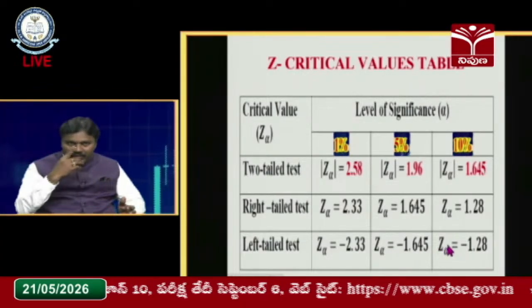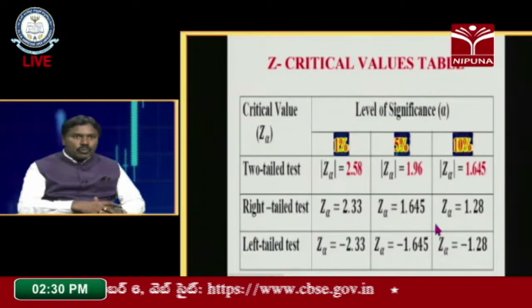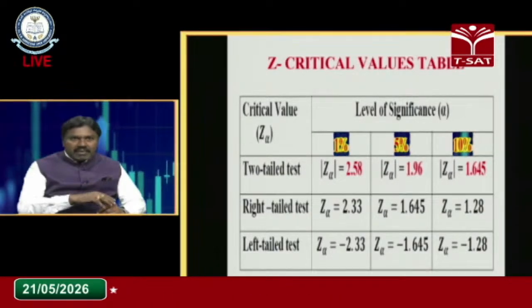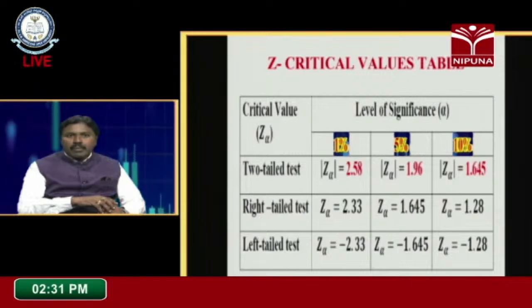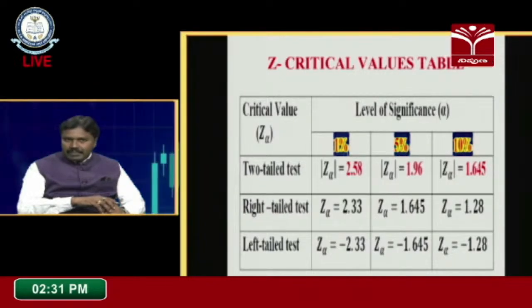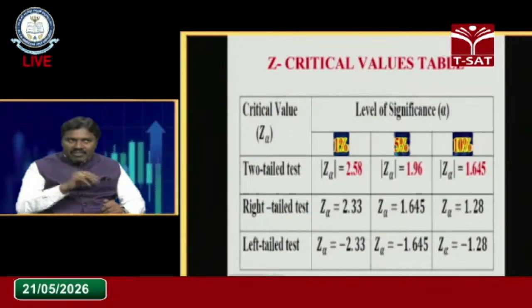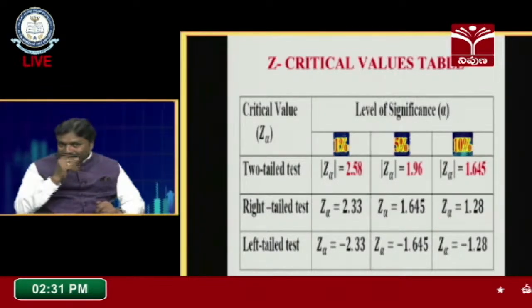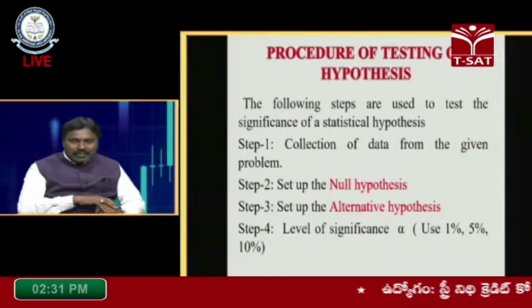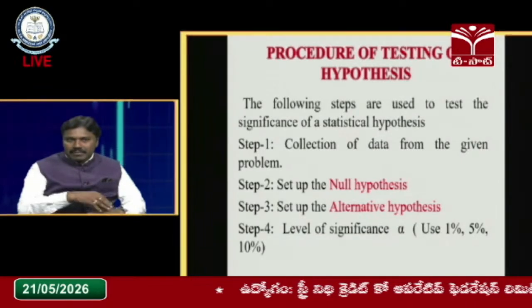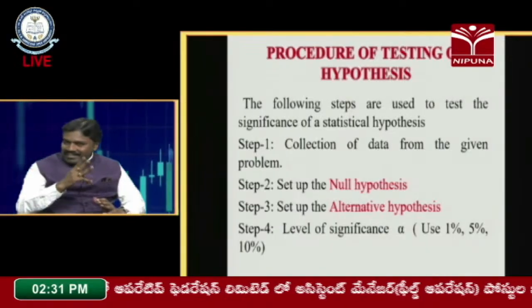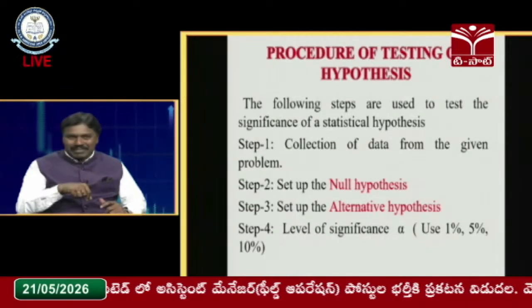So what is the negative value at the 1% level? Z alpha is equal to minus 2.33. At the 5% level of significance, Z alpha is minus 1.645. At the 10% level of significance, Z alpha is equal to minus 1.28. Which value is repeated? 1.645, for 10% and 5%, left and right, with positive and negative symbol. These values are the same; they do not change.